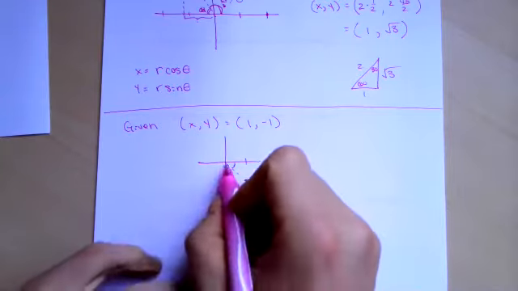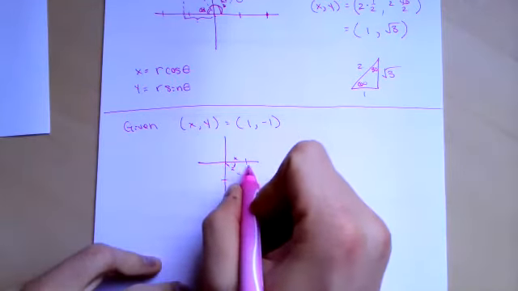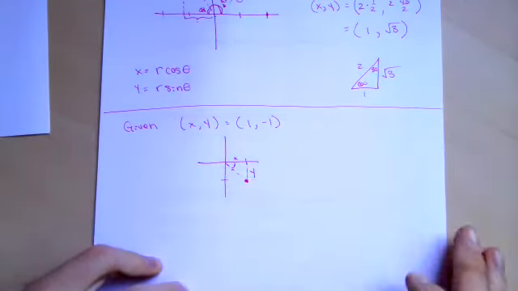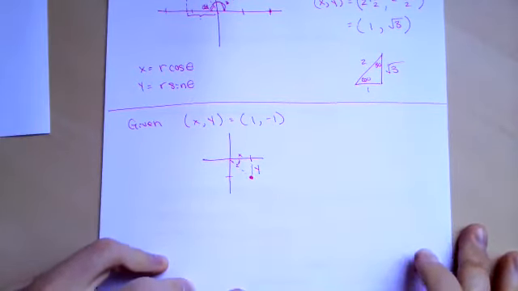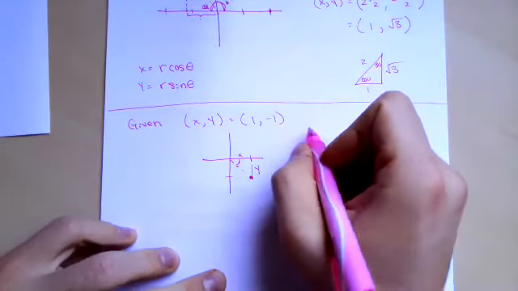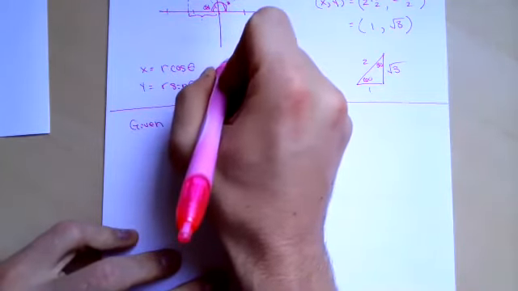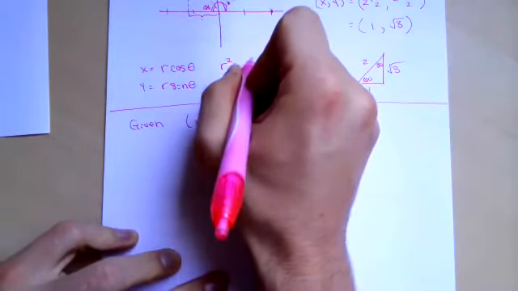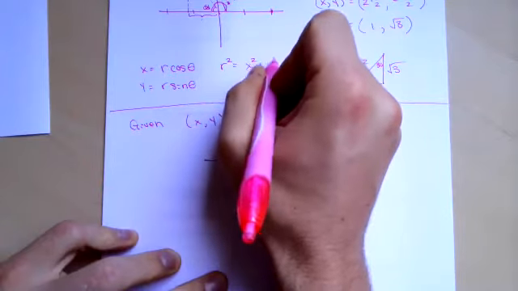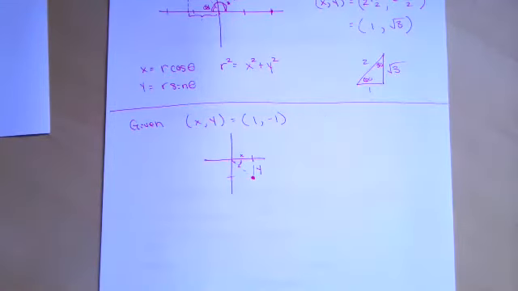Well, the radius should be easy. If my point has coordinates x and y, what's the radius going to be? Let's write it up here. Pythagorean theorem. So my radius is just the square root of x squared plus y squared.